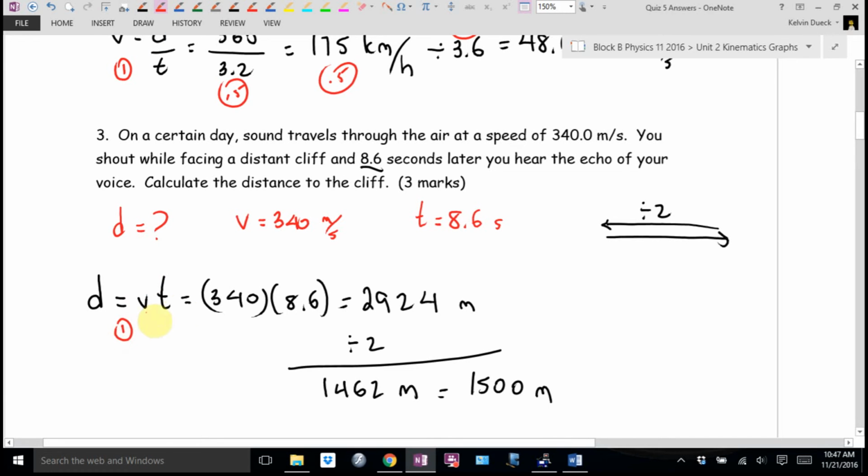Otherwise, I would give you 1 mark for the equation, half mark for the numbers, a half mark if you said 2,924, so that would get you 2 out of 3. Half mark for noticing that you had to divide by 2, and then a half mark for the answer.